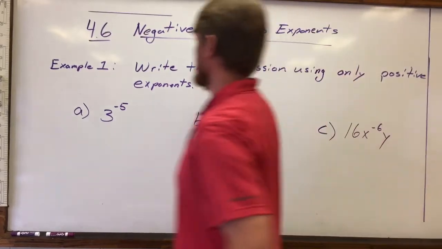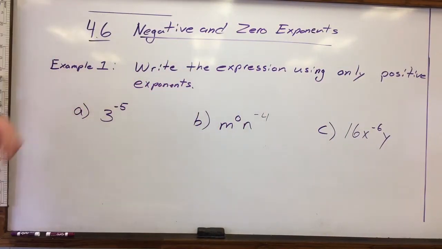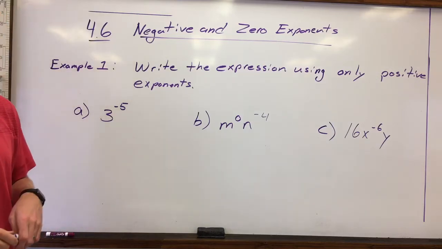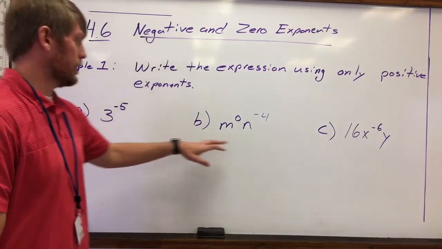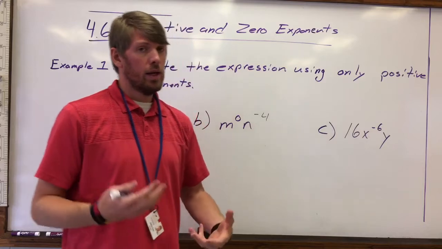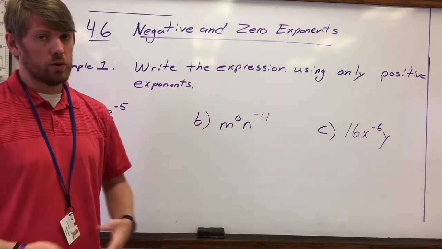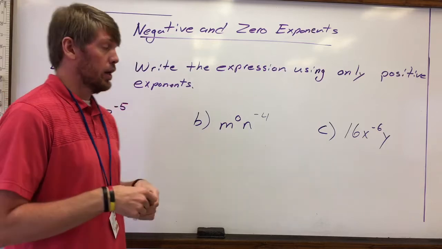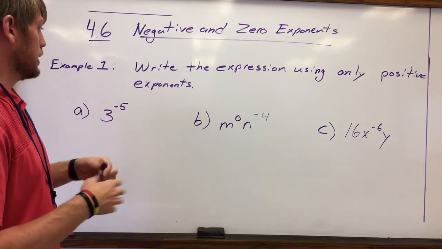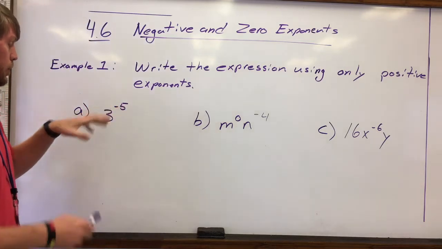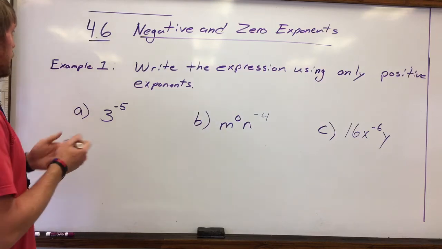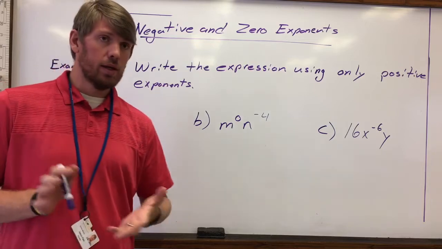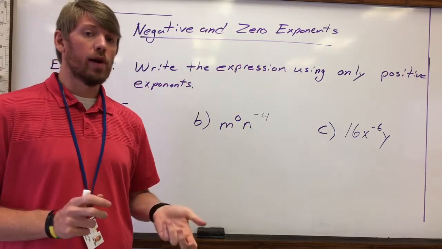Okay, let's go through example 1. In example 1, the directions say to write the expression using only positive exponents. And you can see now in each of these three cases we have negative exponents, so we need to use the law for negative exponents to write them in such a way that they only have positive exponents. So what we're going to do is, if you remember, we said a to the negative n can be written as 1 over a to the n power.